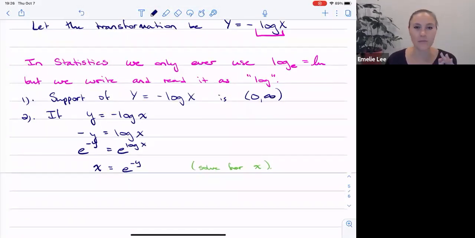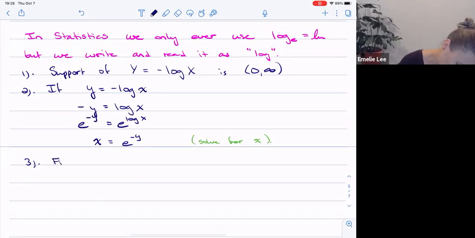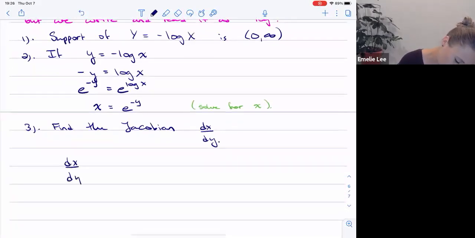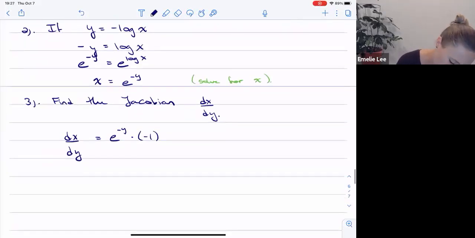So then I have to find the Jacobian. That sounds hard, right? But because I just solved for x, what I want to find is dx dy. That's just the derivative of x with respect to y. And so here, I want to find the Jacobian dx dy. So dx dy in this case is the derivative of x, which is e to the negative y. For the derivative of that, I have to use the chain rule, so it's going to be itself, e to the negative y, times negative 1. The derivative of negative y with respect to y is negative 1. And so I get dx dy is negative e to the negative y.